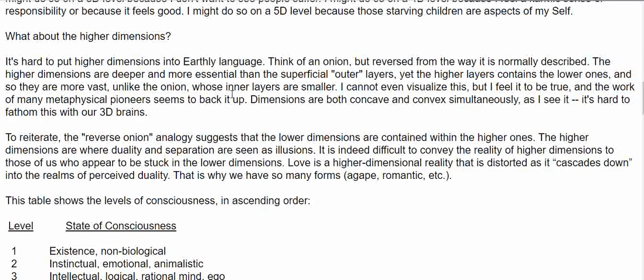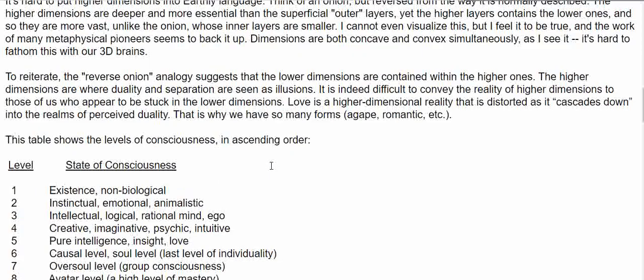So let's repeat. It's hard to put higher dimension into earthly language. Think of an onion, but reverse from the way it's normally described. The higher dimensions are deeper and more essential than the superficial outer layers. Yet the higher layers contain the lower ones, and so they are more vast, unlike the onion, whose inner layers are smaller. I cannot even visualize this, but I feel it to be true, and the work of many metaphysical pioneers seems to back it up. Dimensions are both concave and convex simultaneously. As I see it, it's hard to fathom this with our 3D brains. The reverse onion analogy suggests that the lower dimensions are contained within the higher ones, which feed upon them. Simple as that. Feeds upon them.